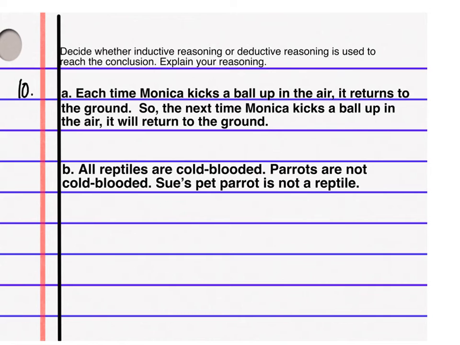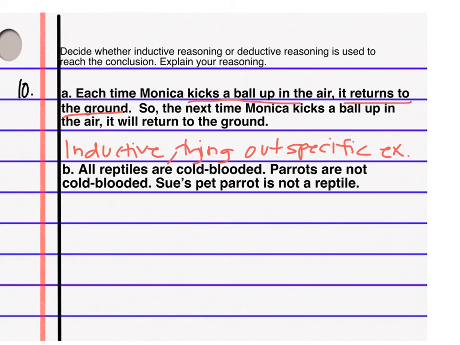Each time Monica kicks a ball up in the air, it returns to the ground. So she says, hey, every time I'm trying it out, I'm kicking this ball, it falls back down. The next time she kicks a ball up in the air, it will also return. So is that inductive or deductive? That should be inductive. She's trying out specific examples, right? She's testing it out. She's actually kicking the ball and she sees specifically, oh, on trial number 1 it falls down, trial number 2 it falls down, therefore I can generally conclude it will always fall down because of gravity.